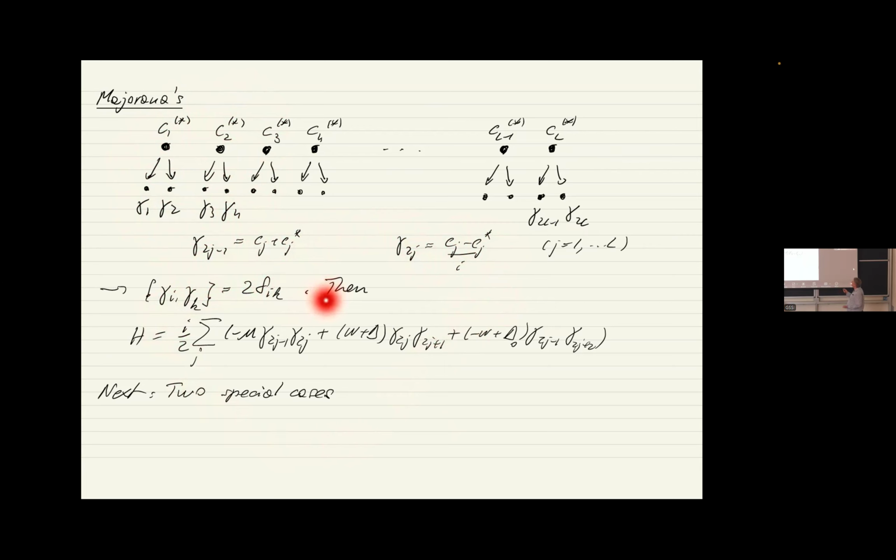And if you now translate the writing from before to the language of Clifford's, you get the Clifford's or Majoranas, as other people are saying. You get this writing. And now I would like to look at two special cases of this model corresponding to two special values of the parameters.